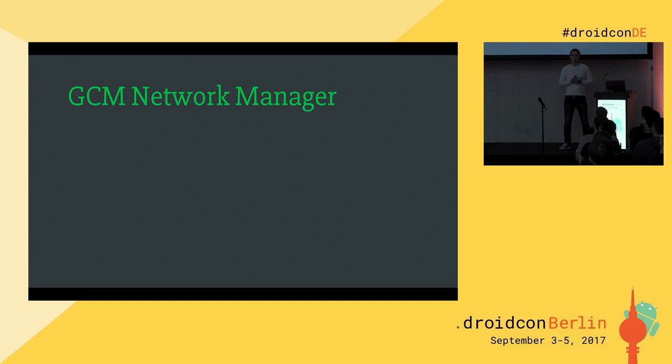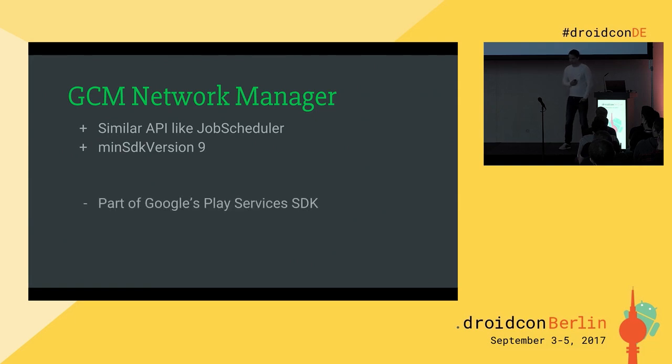The problem of the job scheduler is that it's only available on Android Lollipop and above. On the other side, the GCM Network Manager is available since Android version 9, so basically all devices out there. And it's really similar to the job scheduler, and you will see this at the actual implementation. The problem of it, it's part of the Google Play Service SDK. That means you can use this API only if the Google Play Services are installed.